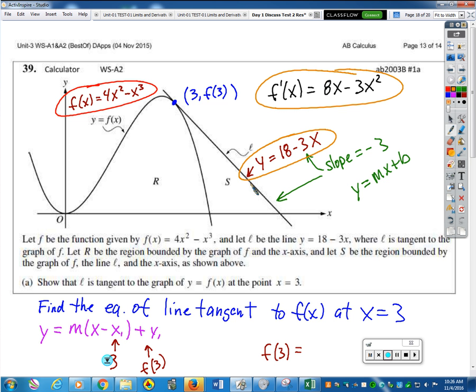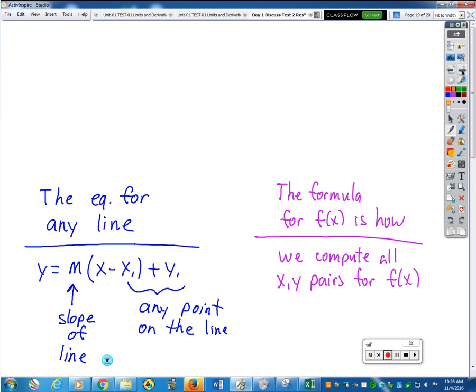This is the line tangent to f, okay? That's not the tangent slope of f. Those are different things. This is the line tangent to f. Let's make a flashcard real quick. Draw this on your flashcard, please.